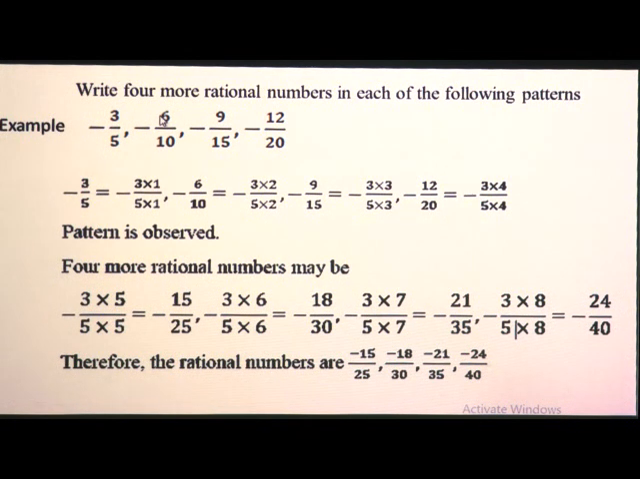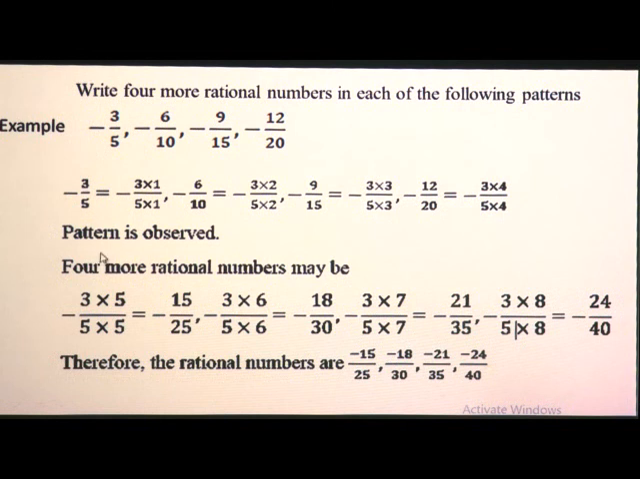Here the second rational number is minus 6 upon 10, which is equal to minus 3 multiplied by 2 and 5 multiplied by 2. The third rational number is minus 9 upon 15, we will multiply minus 3 multiplied by 3 and 5 multiplied by 3. And the fourth rational number is minus 12 upon 20, which is equal to minus 3 multiplied by 4 and 5 multiplied by 4. What have you seen in the pattern?